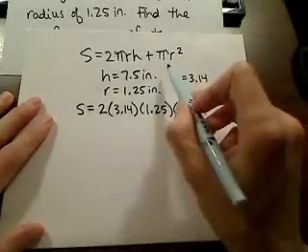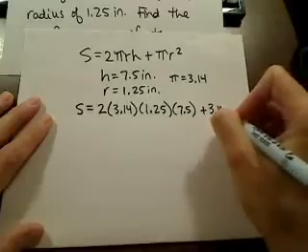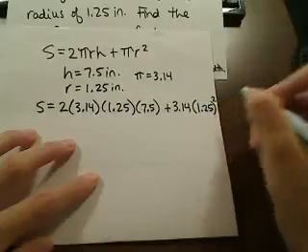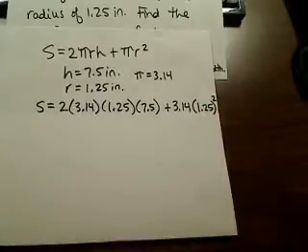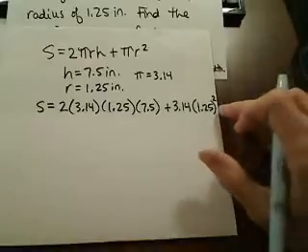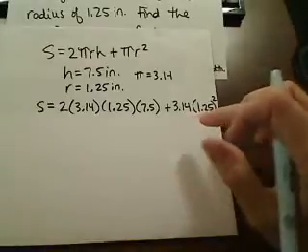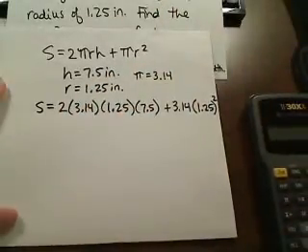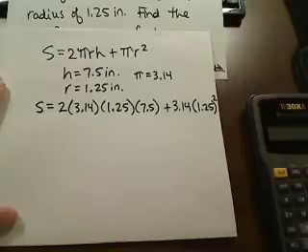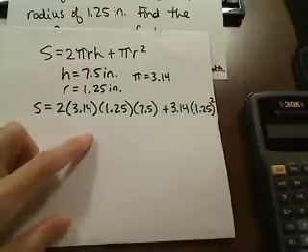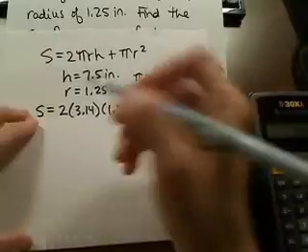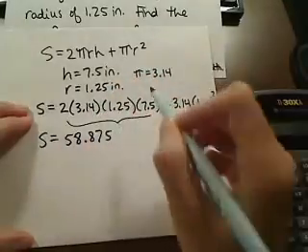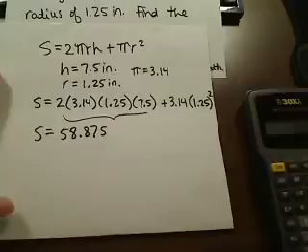Then we're going to add to that pi times r squared, so that's 3.14 times our radius, 1.25, squared. What we need to remember in this problem is that our order of operations says we do exponents first before we do the multiplication. And over here, everything's just being multiplied. So 2 times 3.14 times 1.25 times 7.5 gives 58.875. That number comes from multiplying all of those numbers together.